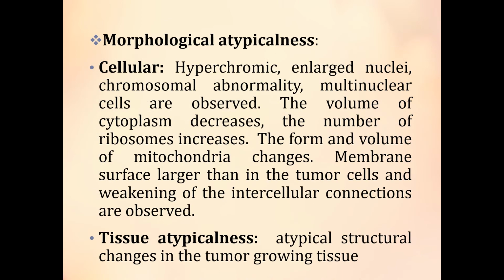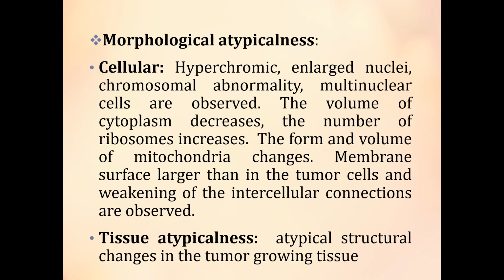Now about morphological atypicalness. Two types of morphological atypicalness are known: cellular and tissue. Morphological atypicalness is observed at the level of organoids, cellular and tissue level, let's say. In this case, during cellular atypicalness, polymorphic cells are formed. The nucleus and cytoplasm are not divided at the same time, and a hyperchromic nucleus is formed. The number of chromosomes changes, and the nucleus and nucleolus become large.